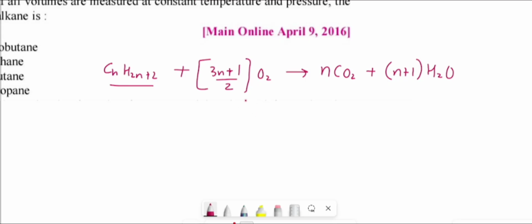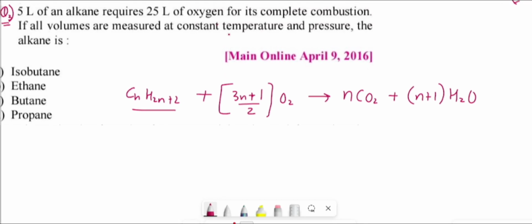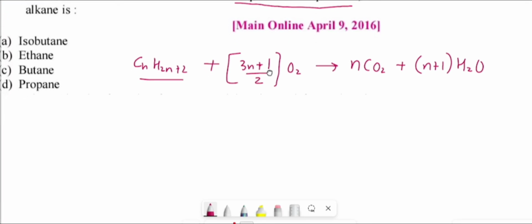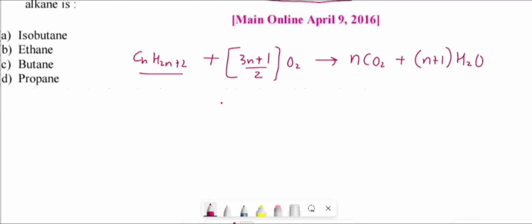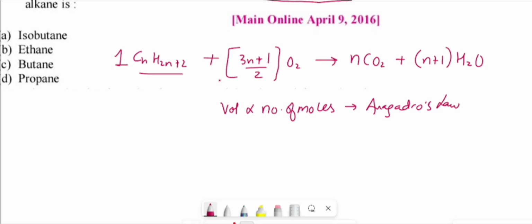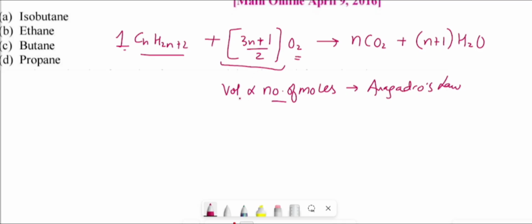If this reaction has occurred at constant pressure, this is the key concept: constant pressure and constant temperature. At constant temperature and constant pressure, the volume is directly proportional to the number of moles, as stated by Avogadro's law. So if I take 1 mole of alkane, I have to take (3n+1)/2 moles of O2. Since the number of moles is directly proportional to volume, if I take 1 liter of alkane, I have to take it with what?